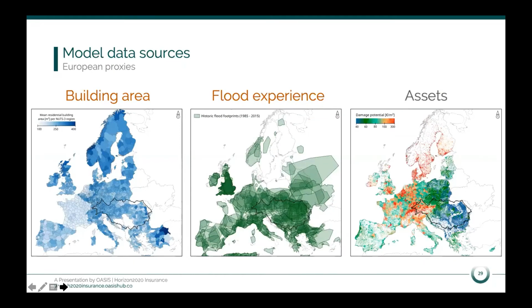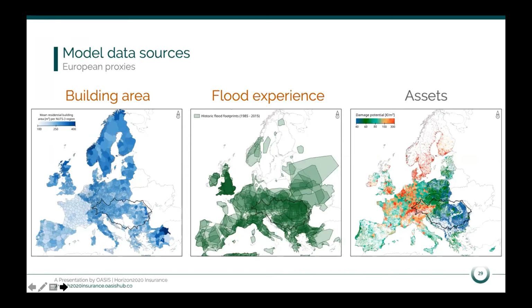We also have derived some asset values, so the damage potential basically for residential areas, which is based on the land use land cover information, the Corine land use land cover maps for the whole of Europe, where we have mapped these specific unit values of residential buildings throughout Europe. We can use this to then quantify the economic value of the loss.